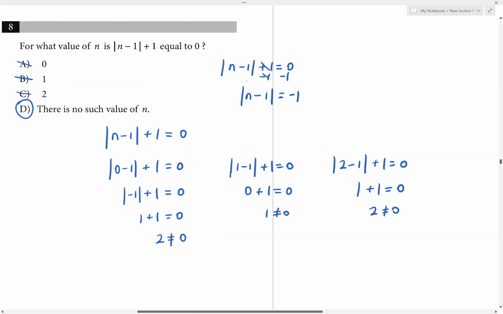And remember, absolute value makes everything inside positive, right? So we can get either 0 or positive, but we cannot get a negative number when we take the absolute value. And here we have |n - 1| equal to negative 1. That will never happen, right? Because we take the absolute value, no matter what we have inside, it's not going to be equal to negative 1. It would be either 0 or positive. So that's why there is no solution. It doesn't matter what n is, this will never work. Okay, so D will be our answer.